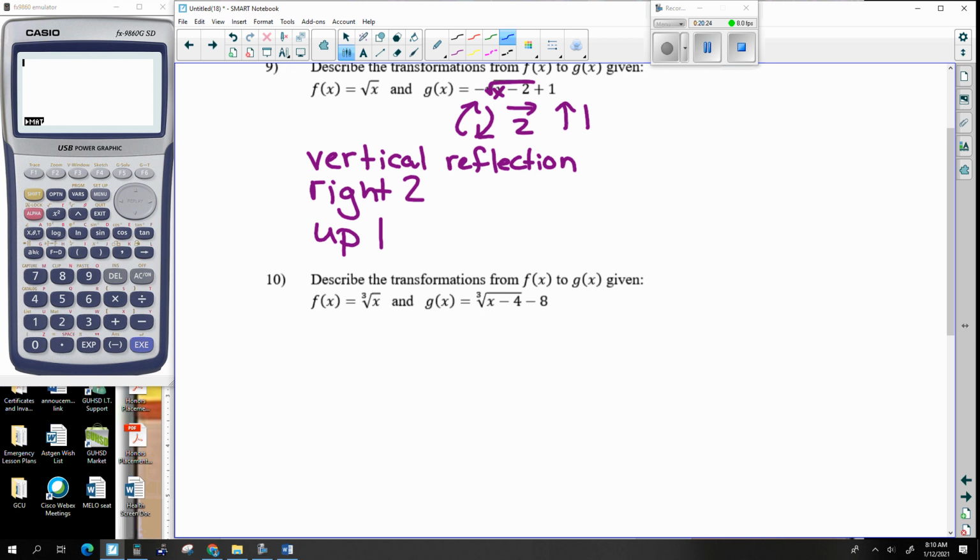Same idea coming right from a cube root. So this is a minus 4, so that is right 4 and down 8. That's it.